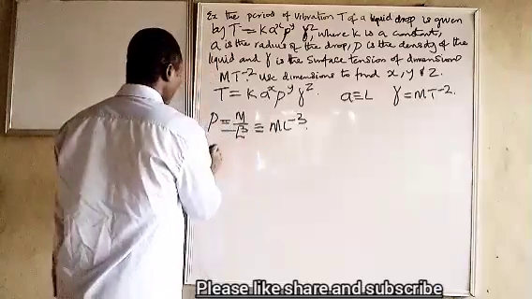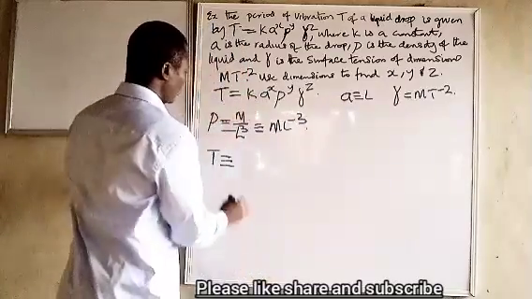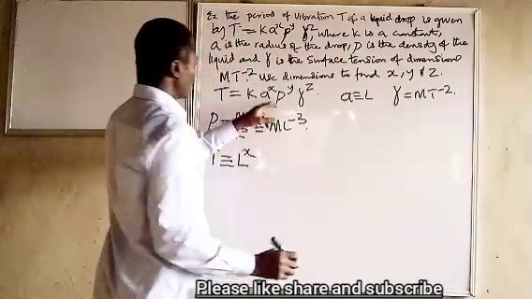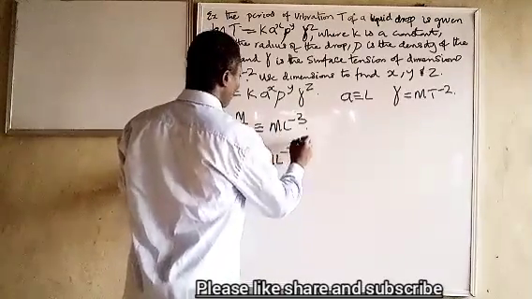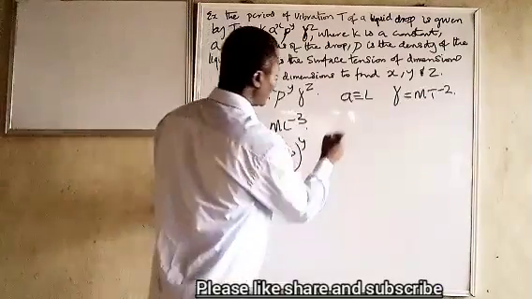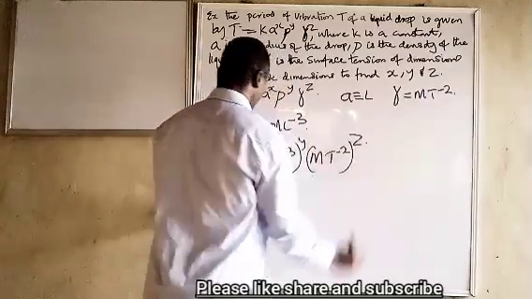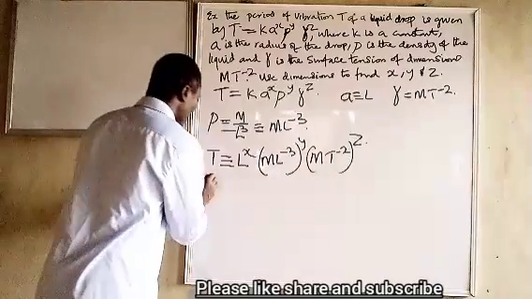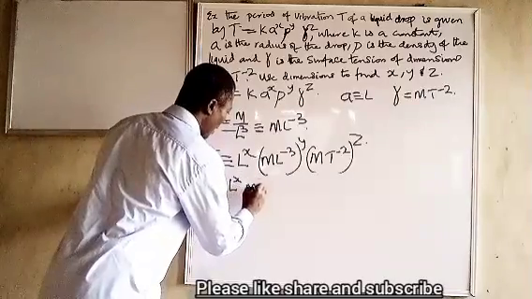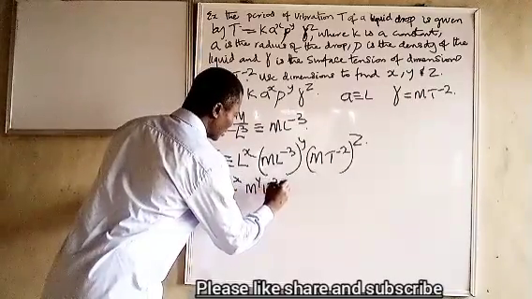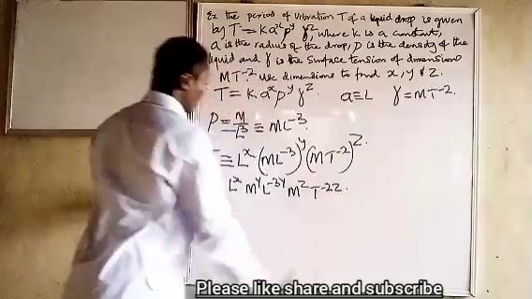Now we can say T. This is a constant, we don't need it. L is for x, rho, that is M L minus 3 raised to power y, and M T minus 2 raised to power z. Now let's expand and bring everything together. You can now say T is equal to L raised to power x, M raised to power y, L raised to power minus 3y, M raised to power z, T raised to power minus 2z.